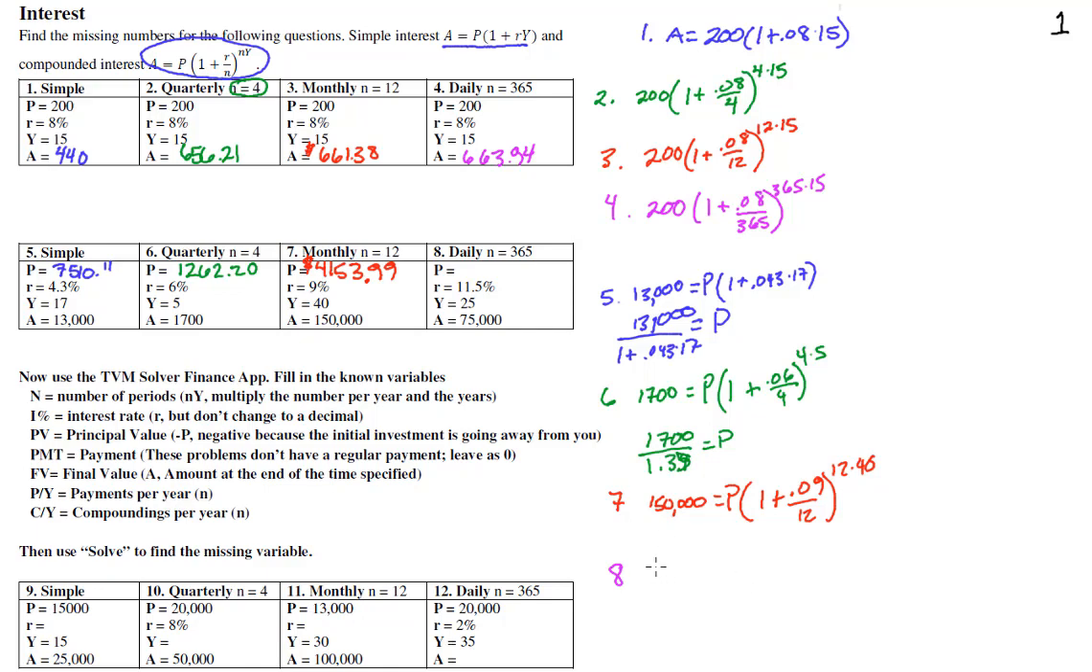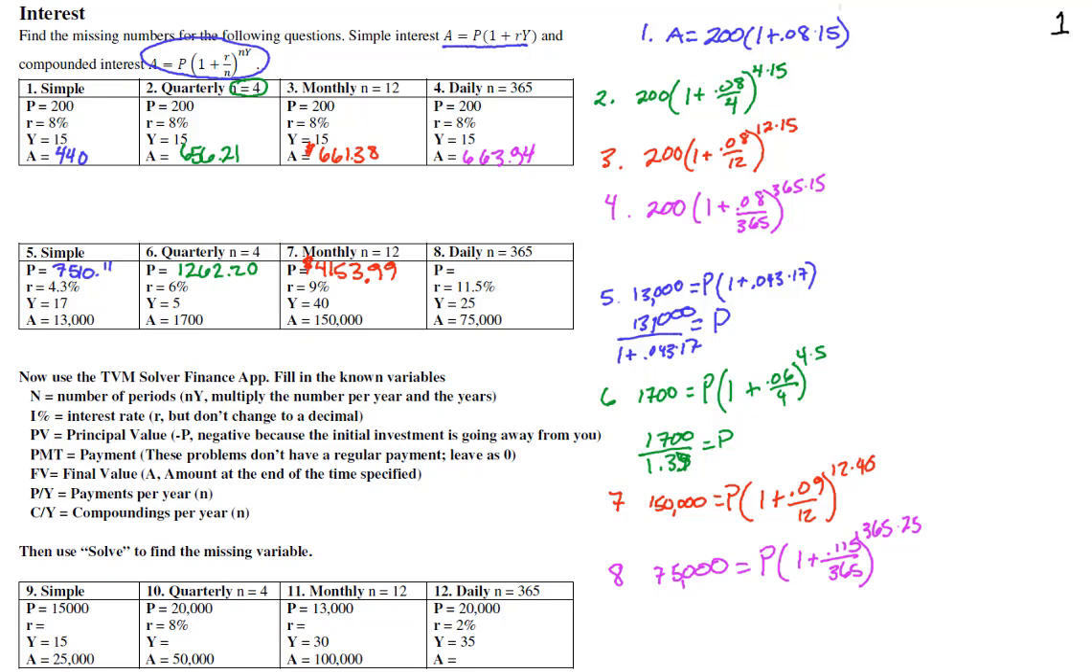So we are at $75,000 is where we're ending. And we've got to get some principal, 1 plus 0.115 over 365, all to the 365 is n times y is 25. Wow, that's a huge number there.